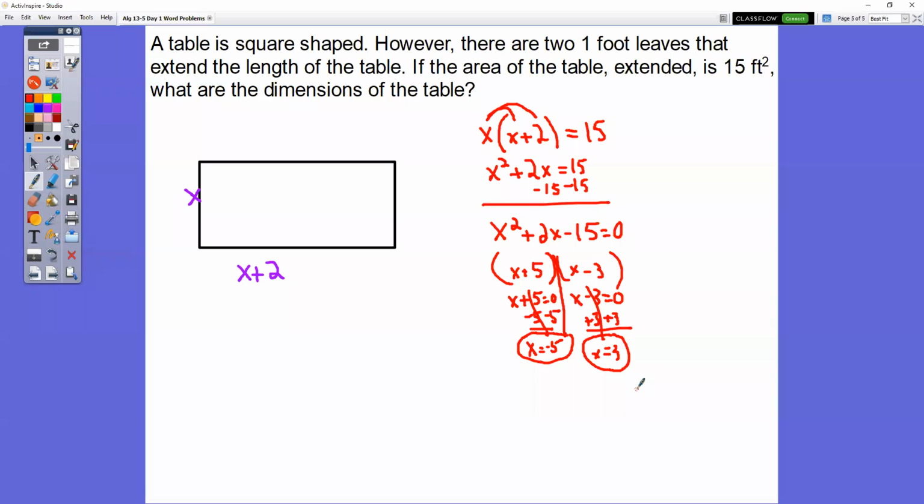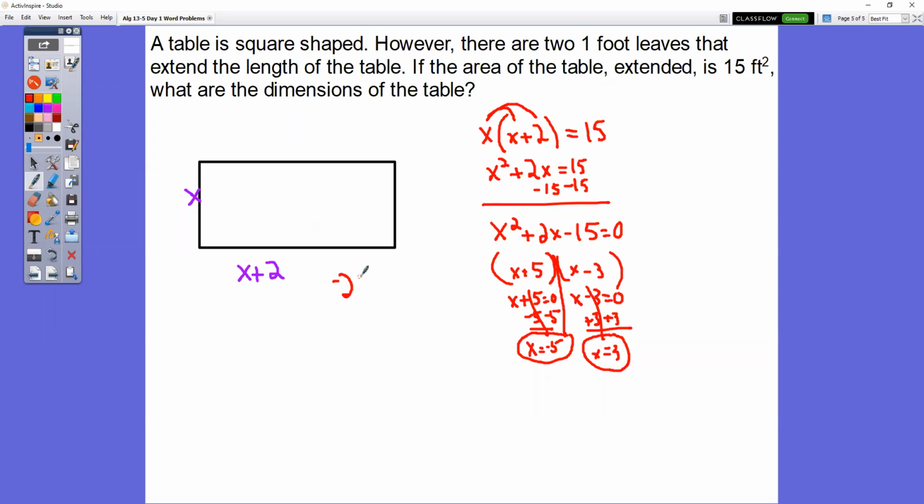Why didn't I do it this way on the other ones? Because the numbers were huge. It would take a lot of brain power to figure out what went in the parentheses. The other way that you could do this is using the quadratic formula. You can use the quadratic formula on every single one.